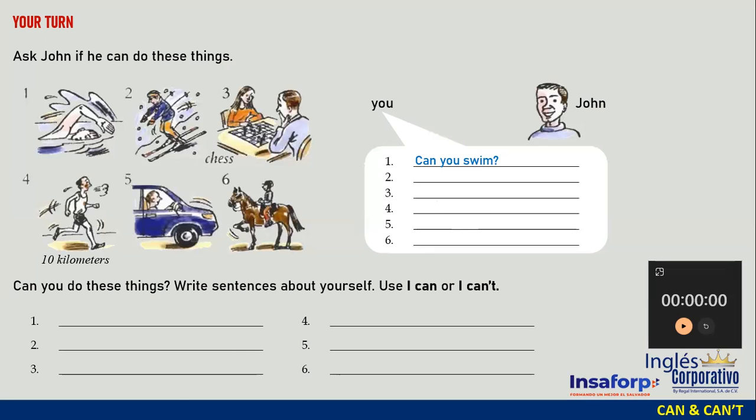Okay, and in this case, solo usamos el verbo. Puede decir también, can you ski? Can you ski, perdón. Can you ski? Right, puedes esquiar. Okay, go ice skating ya sería pues, creo que es patinaje sobre hielo.